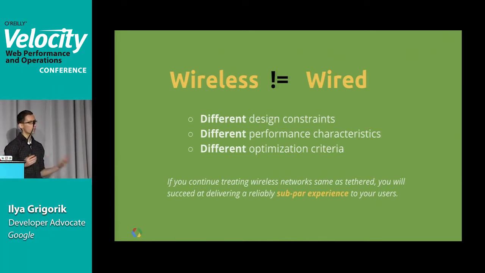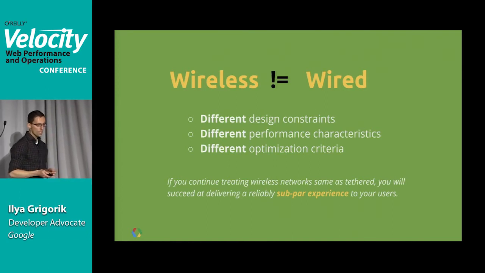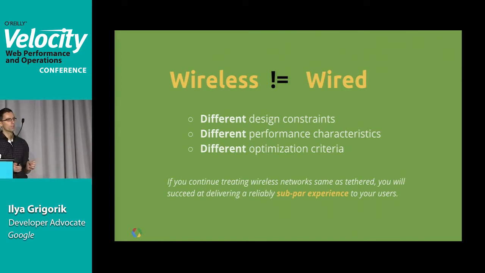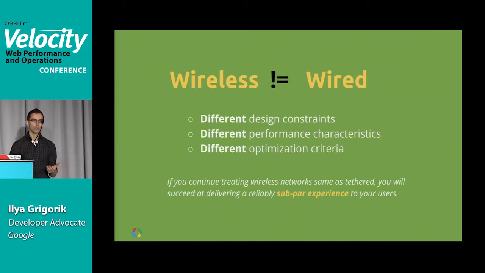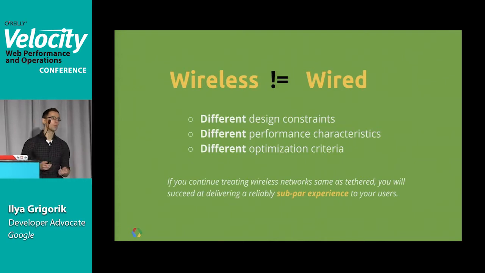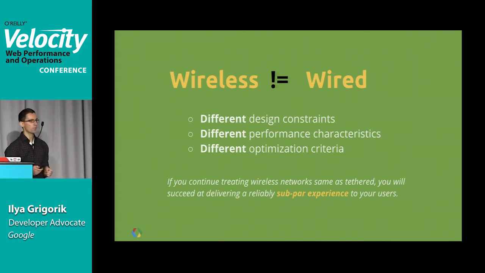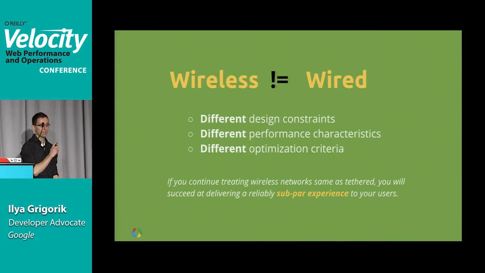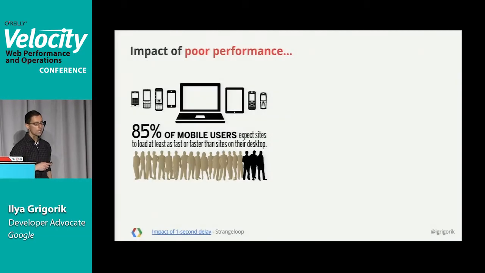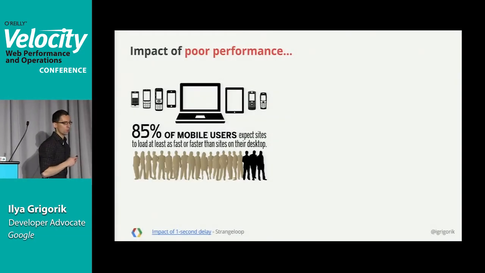And because they're different design constraints, it also means that there are different optimization characteristics for each type of connection. So if you treat wireless and wired as the same thing, which I think we have a tendency to do in the web community, you will reliably deliver a subpar experience to your users. And hopefully by the end of this presentation, I will convince you that that is indeed the case. And we'll also talk about some of the specifics of what you can do to optimize your sites.